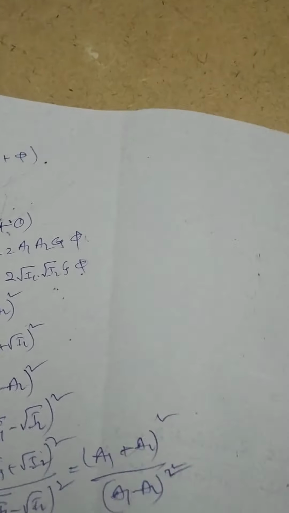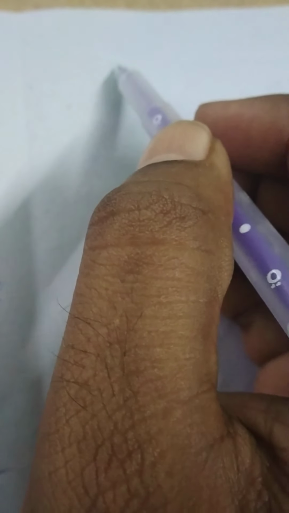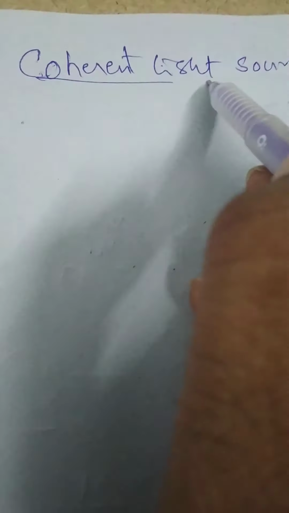Next one, let us explain what is meant by coherent light sources and coherent light waves, and also interference of light waves. Interference is nothing but the principle of superposition of two waves only. So in this situation, what are coherent light sources and coherent light waves?